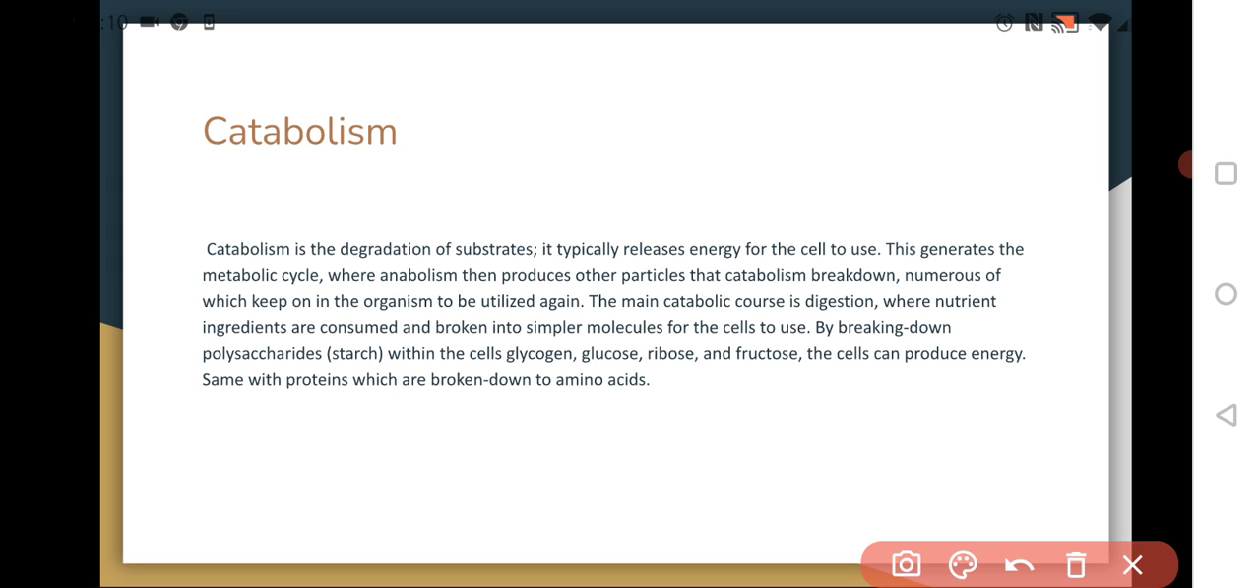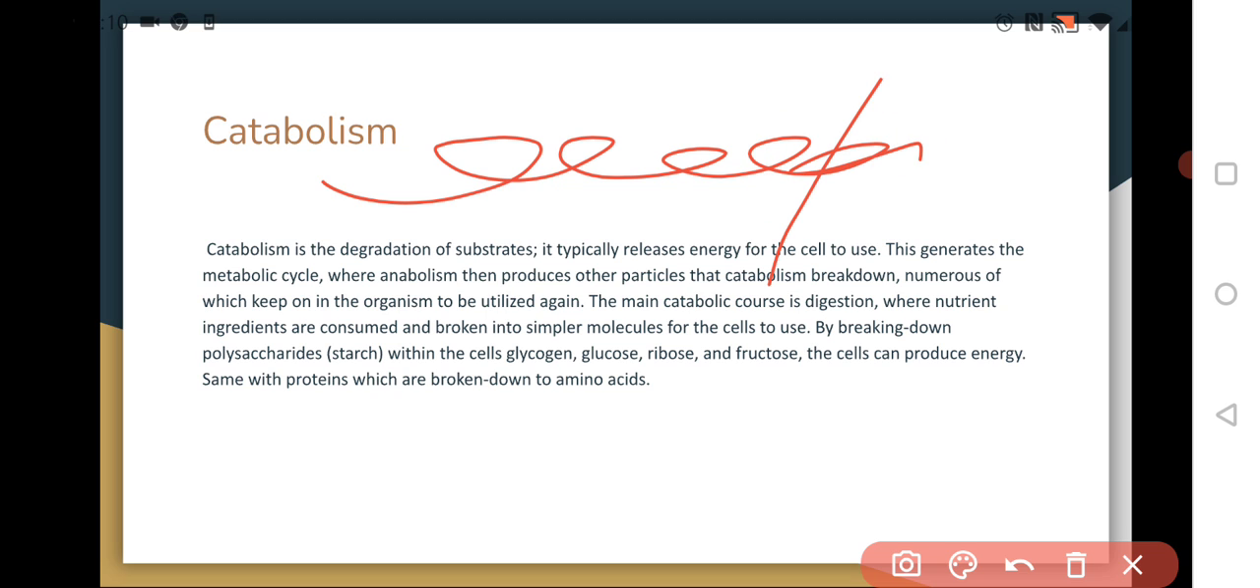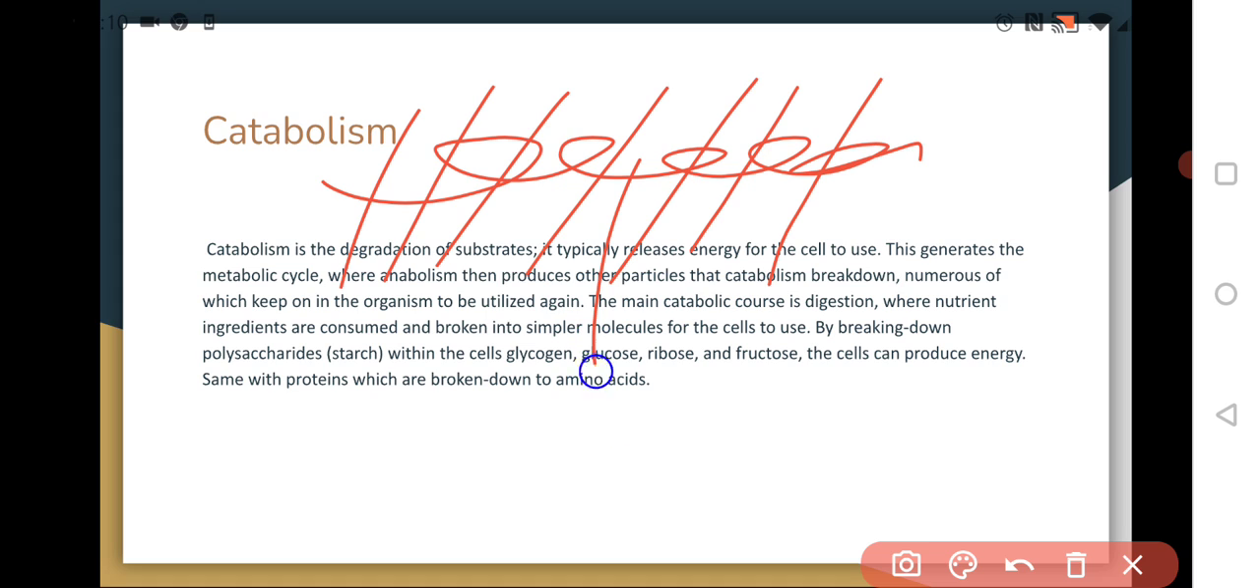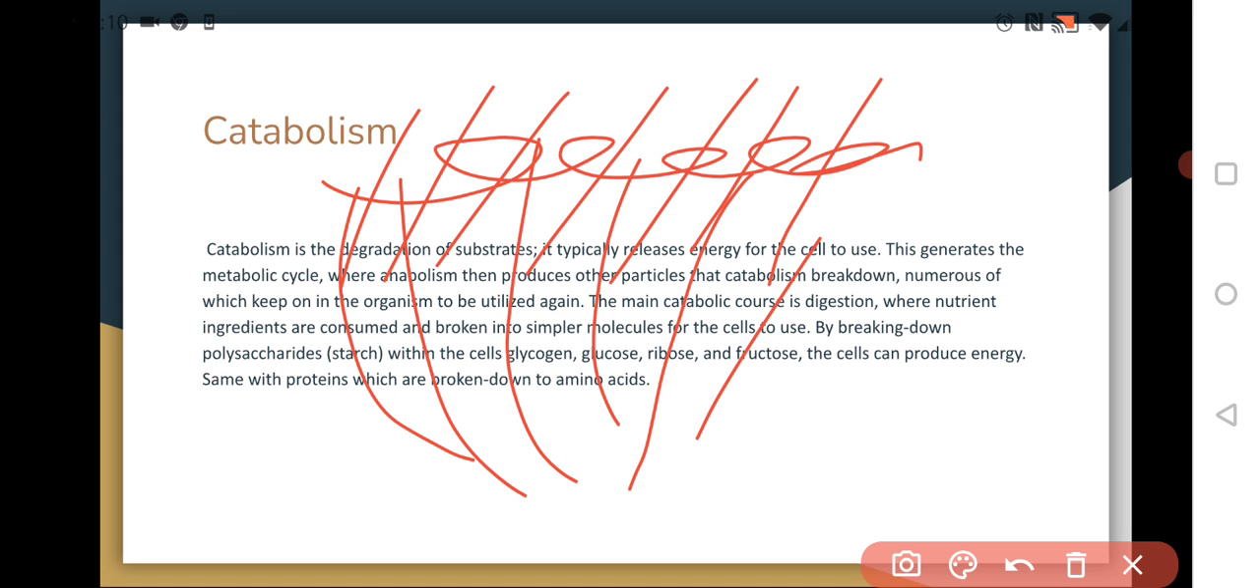So one more time, we get some very complex substances, we break them down, and this is catabolism. And then we can use these constituents for our metabolic process.